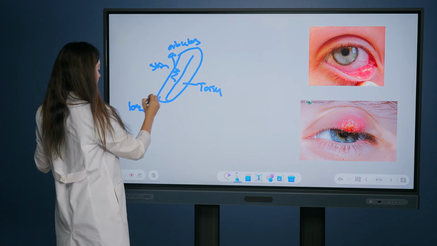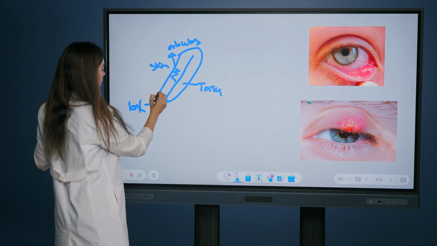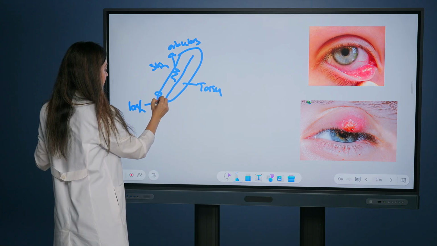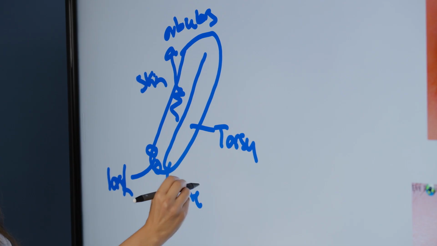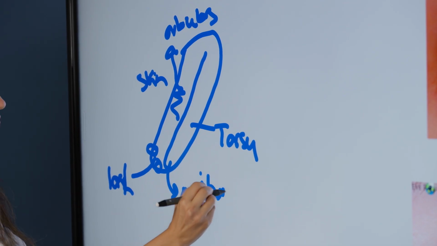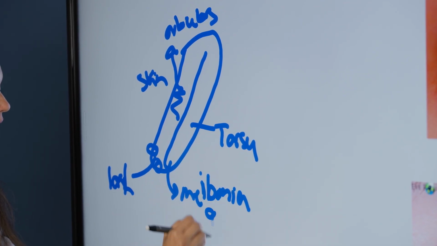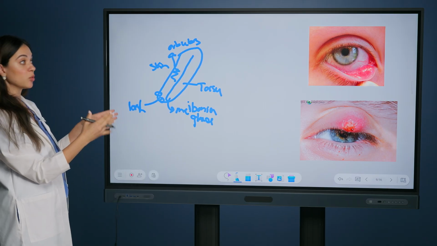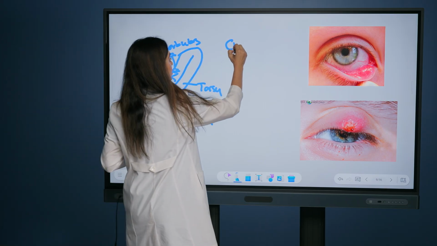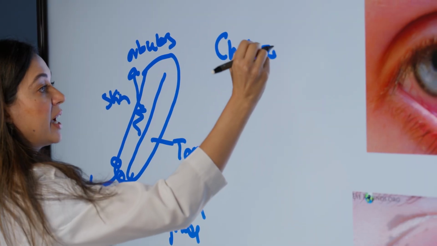So when we talk about the glands of your eyelid, we have the glands of Zeis and Moll, our sebaceous glands, and then we have the meibomian gland, which lives in the tarsus. And so when we talk about chalazion, well, what is it? Chalazion is essentially a blocked oil gland of the eyelid.